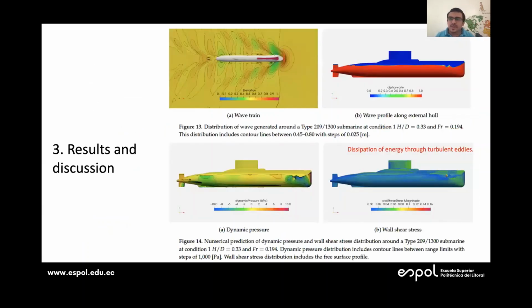So, talking about the 209 in this surface condition, it behaved basically as a surface vessel. We confirmed the wave train along the submarine, the wave profile. We saw that there are two wave systems: one generated at the bow and a small secondary one close to the aft foil, which in this condition slightly pierces the free surface.